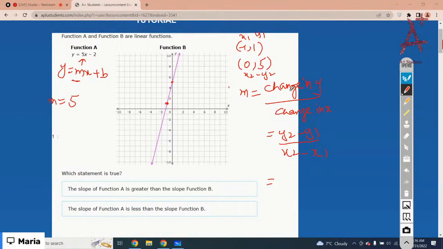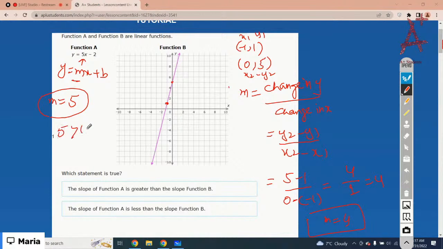Then y2 minus y1, 5 minus 1, and x2 minus x1, 0 minus negative 1. 5 minus 1 is 4, and 0 plus 1, negative times negative is positive, so it would be 1. 4 over 1 is 4. Now, which of the options is the correct one? One of the functions has the slope 4, and one has the slope 5, so function A has the slope 5.